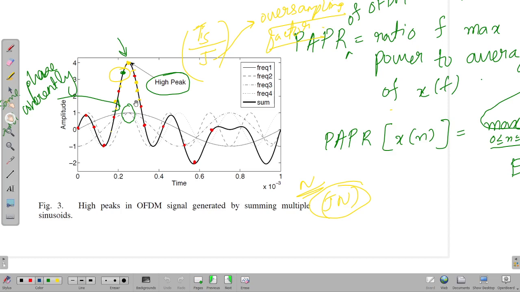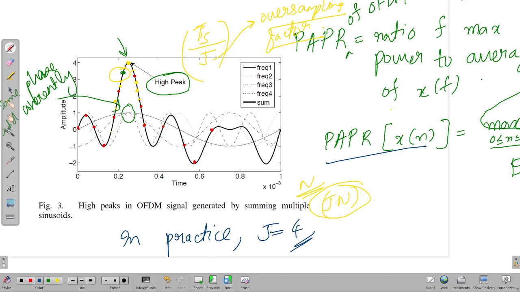So in practice we take the oversampling factor as J equal to 4. In most of the research papers you can see that J equal to 4 gives you a fairly good approximation of the PAPR, peak to average power ratio value.